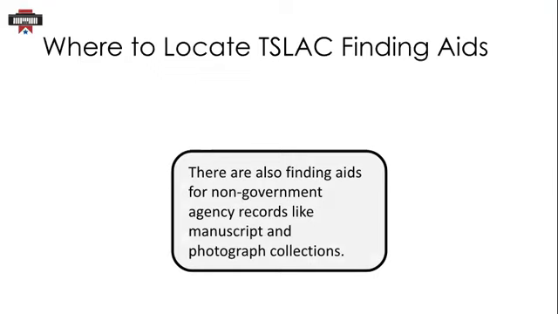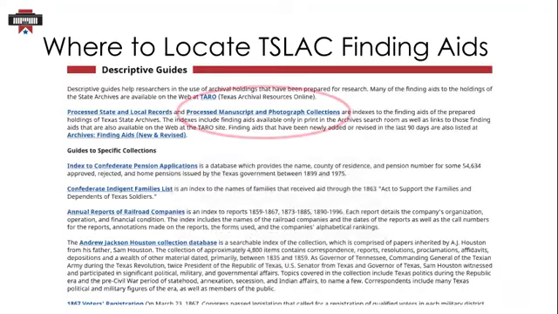We separate these from state records, which are received as part of regular state business, like records disposition. And it's important to note also that some government records do include photographs. So this portion of the presentation pertains to the photograph collections that were donated by private individuals or organizations. And you can get to those finding aids using the link circled here.